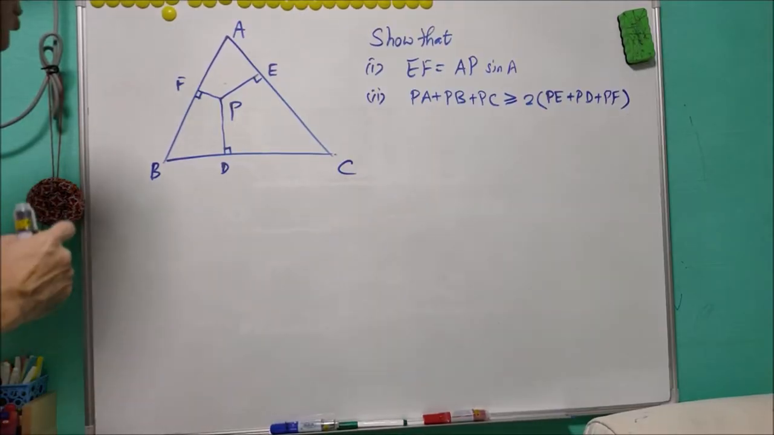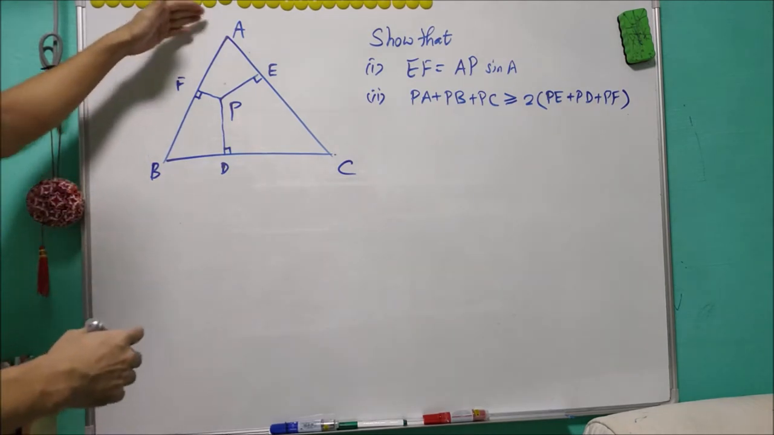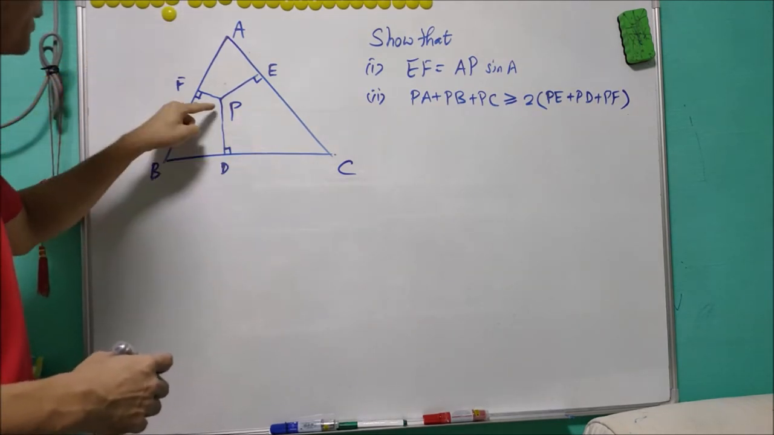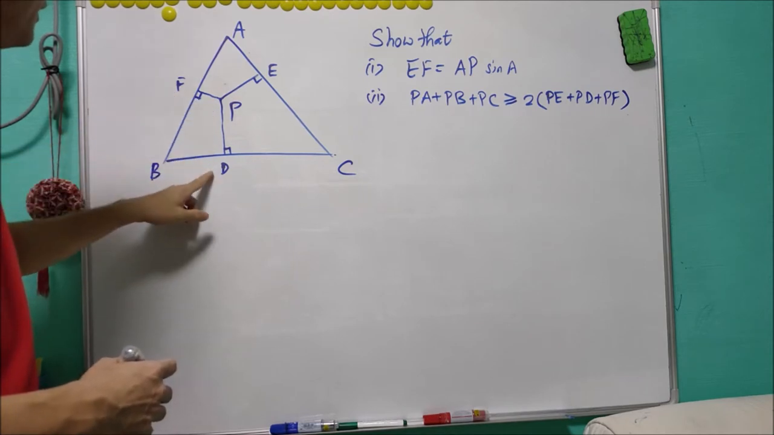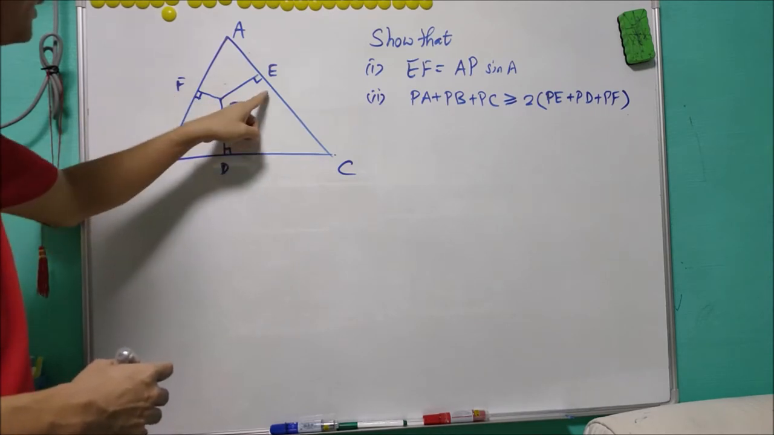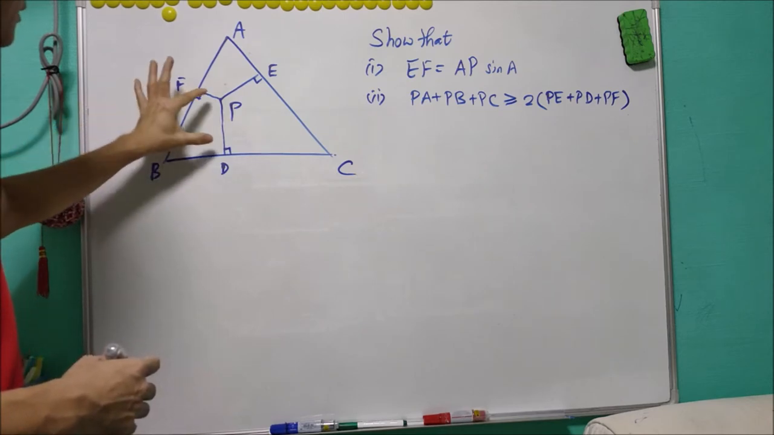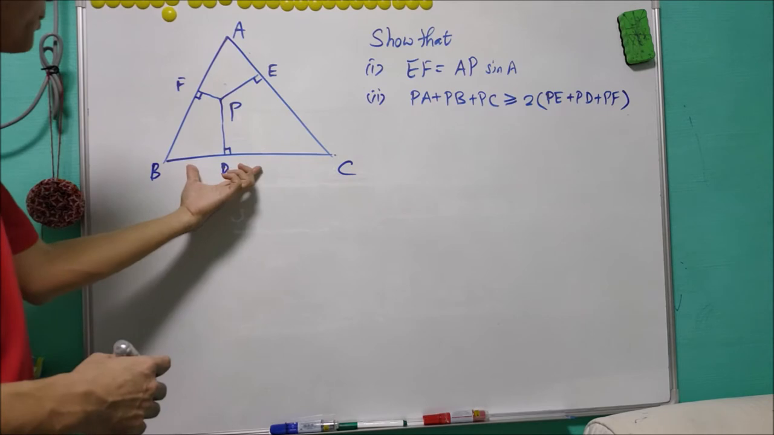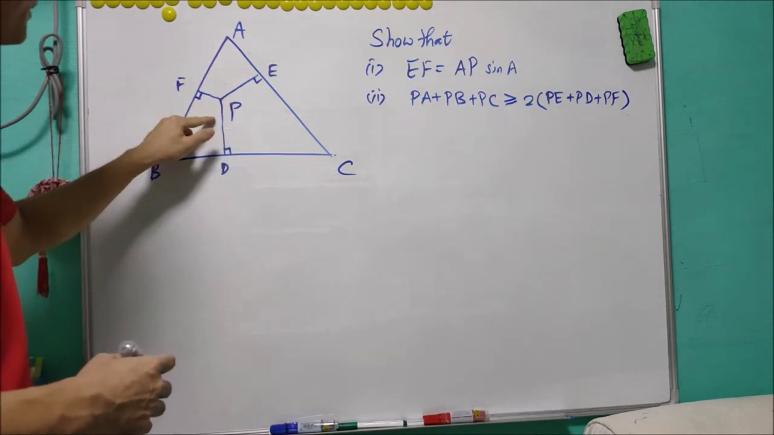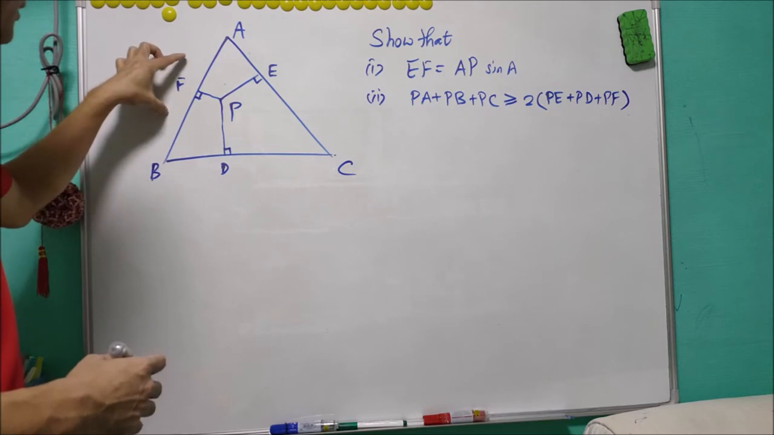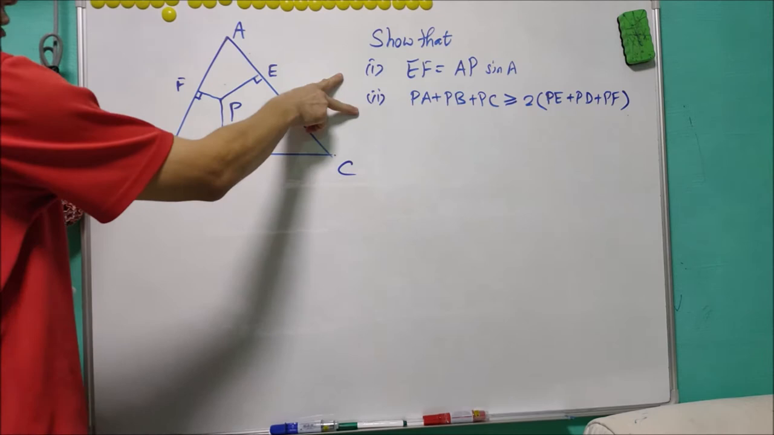Let's talk about this interesting and challenging geometric question. In an arbitrary triangle ABC, P is a point inside ABC. Construct the point D on BC, E on AC, and F on AB such that PD is perpendicular to BC, PE is perpendicular to AC, and PF is perpendicular to AB.